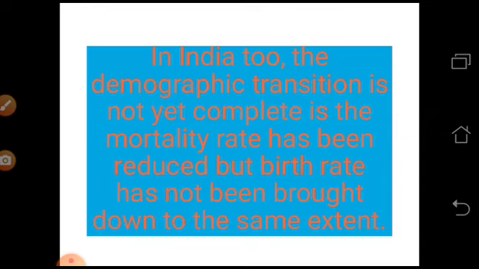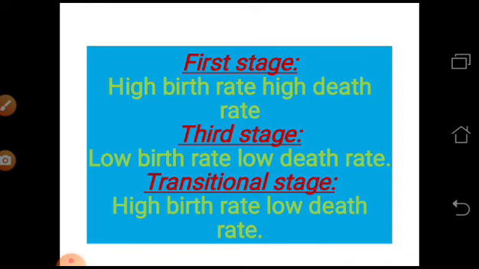It requires a little time, and ultimately we will reach the third stage where we will find low birth rate and low death rate, and the population growth will be stabilized. There will be low growth of population. So these are the three basic stages of demographic transition. Let us summarize again. In the first stage, high birth rate and high death rate, that is why population growth is low. Third stage, low birth rate and low death rate, that is why again population growth is less.